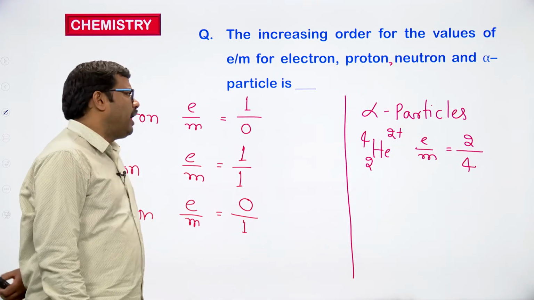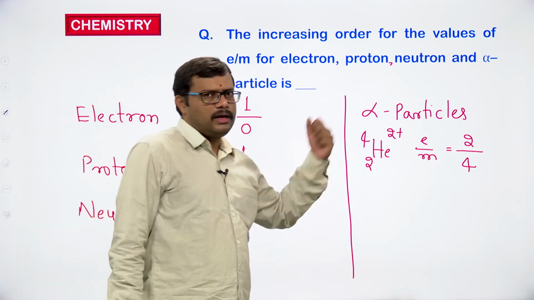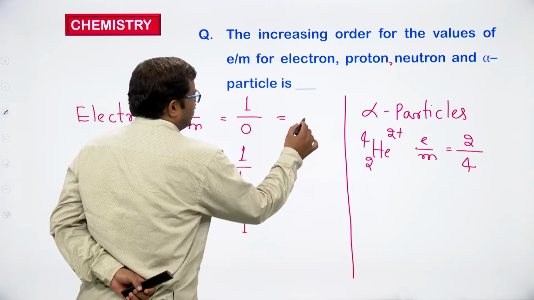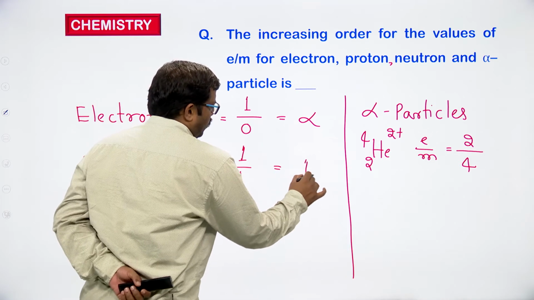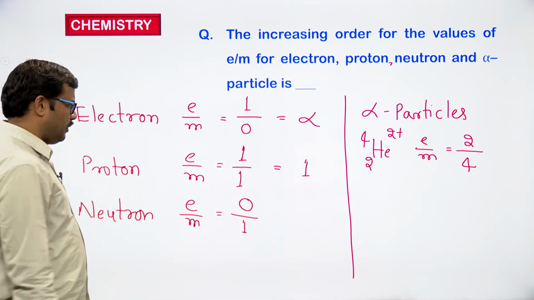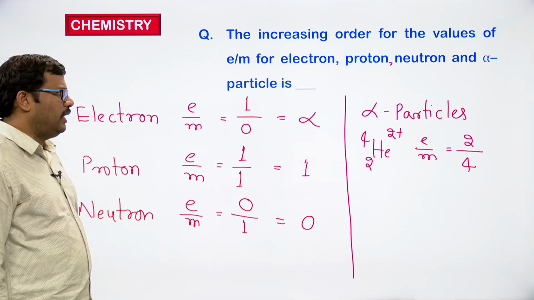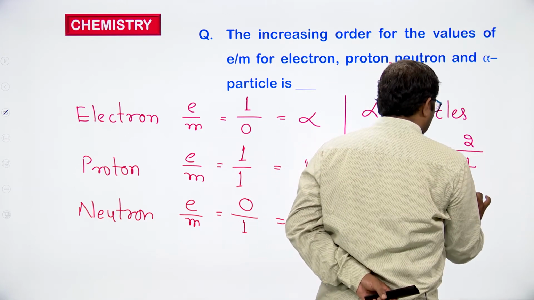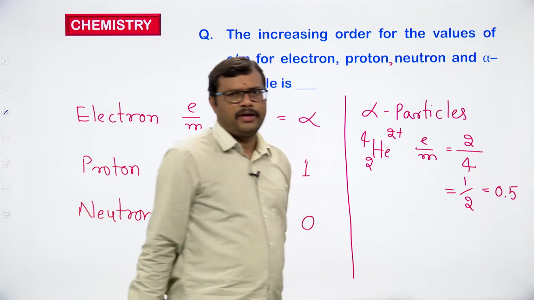Now we have written the E by m values for electron, proton, neutron and alpha particle. Simplifying these, 1 by 0 will be infinity. 1 by 1 for proton is 1 only. Neutron, 0 by 1 is 0. And in the case of alpha particle, it is 2 by 4, so 1 by 2. This will be 0.5 only.